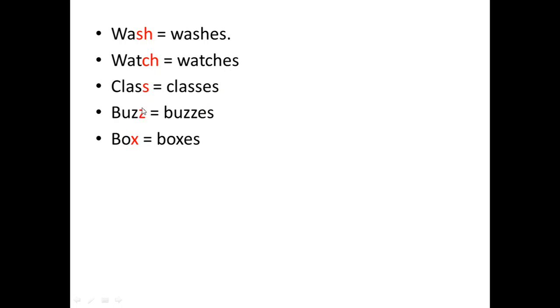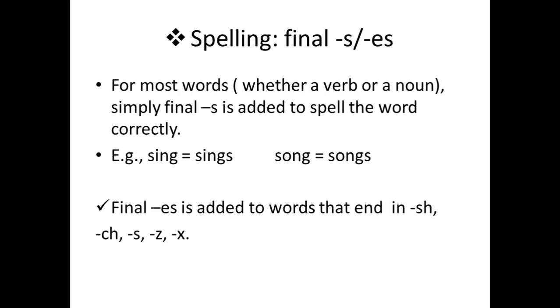Buzz, we have Z, and then it is buzzes. ES is added instead of S because we talked about it. These ones are going to be used with ES. Box, X, right? So you have to use ES. Simple as that, right? You have to know these cases for ES. Only in these cases we use ES. But for most words, as we said here, we use simply S.